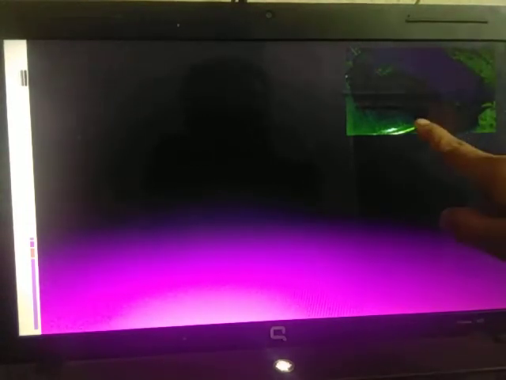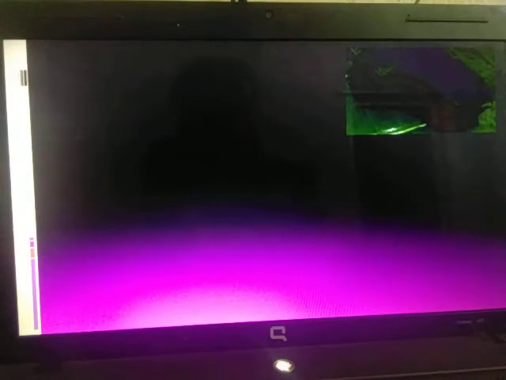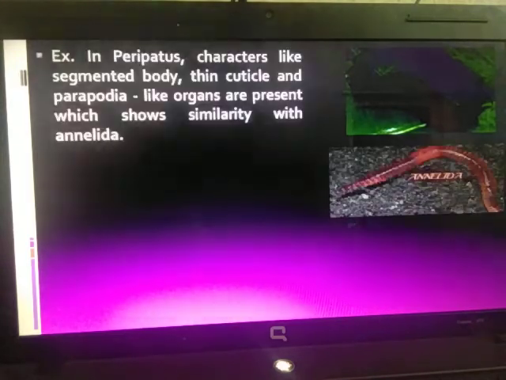And also these structures you can see, these are called as parapodia. Parapodia most of the annelids have. So earthworm also belongs to an annelid. So it is a connecting link between one annelid. Fine.